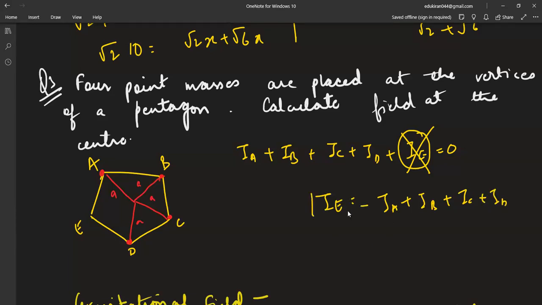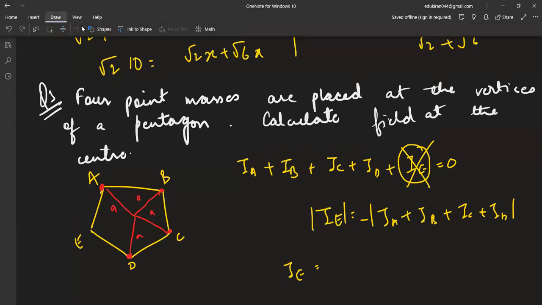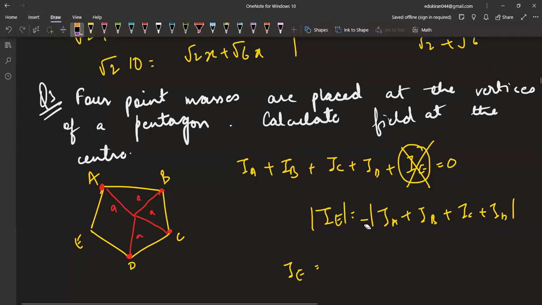So what is the magnitude equal to? The magnitude is equal to the gravitational field due to all the 4 ones. This you have to find out too. 4 point masses are present, you have to find out their field at the center. So the field due to all the 4, let me remove this minus sign, otherwise it will be confusing, because right now we are focusing on the magnitude.